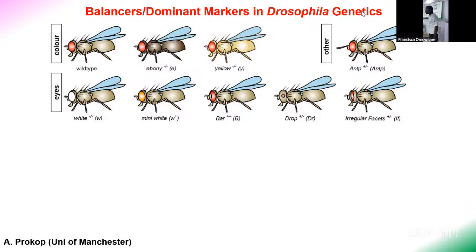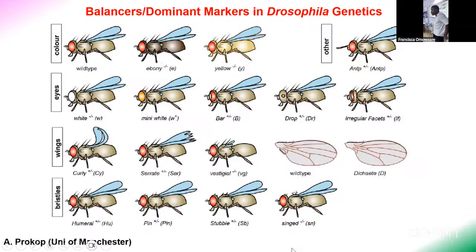Like for example, curly is a balancer, and is also a marker. It's called the curly wing, but you can use it as a balancer in the experiment. Serrate, that type of wing, they've got a broken wing towards the tail. And then we've got what we call very short wing, and we've got a tail. So compared to the wild type, it is lacking that.